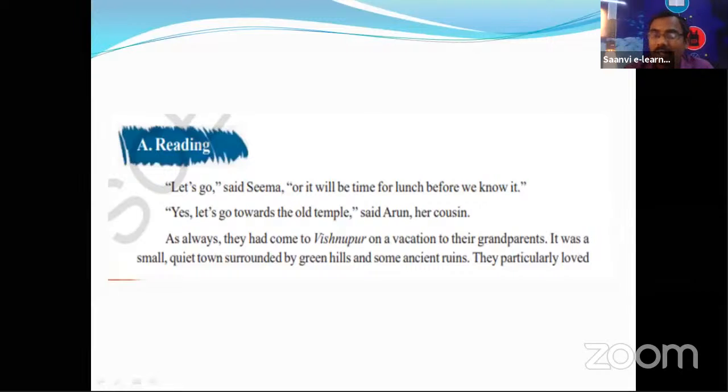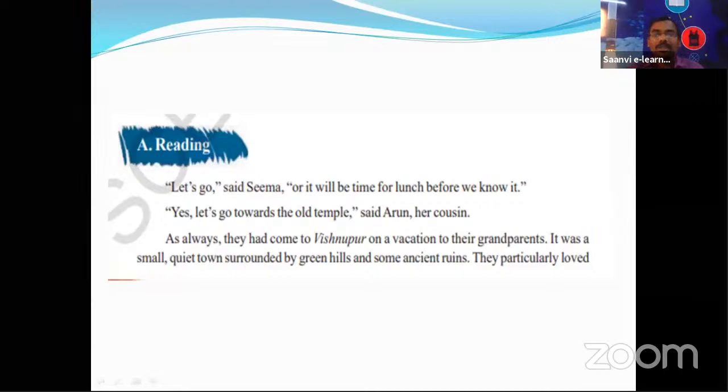In Vishnupur, who were there? Their grandparents were there. So whenever you are getting a vacation, what do you people do? Usually you will go and meet your grandparents because they will show a lot of love and affection towards you, more than your parents maybe.